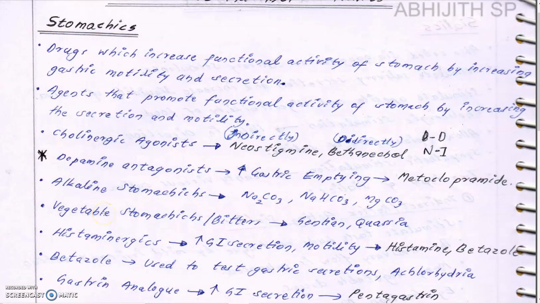Now, vegetable stomachics and bitters. Gentian and quassia can start their action from the tongue itself. They stimulate the receptors present on the tongue and give the message to the body to start parasympathetic secretion, that is, acetylcholine or muscarinic action.